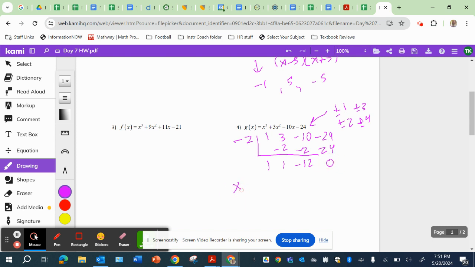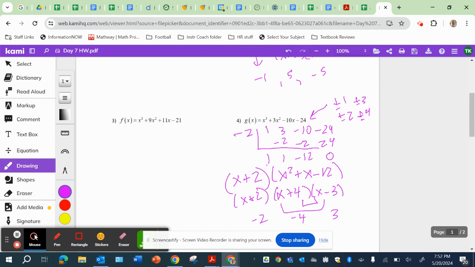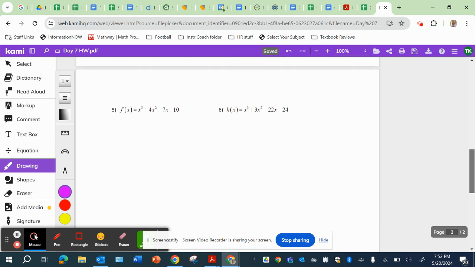So I have x plus 2. And then this is x squared plus x minus 12. And so you're looking for factors. X plus 4, x minus 3. They multiply to give you -12. They add up to 1. So your zeros would be -2, -4, +3. Skip around.